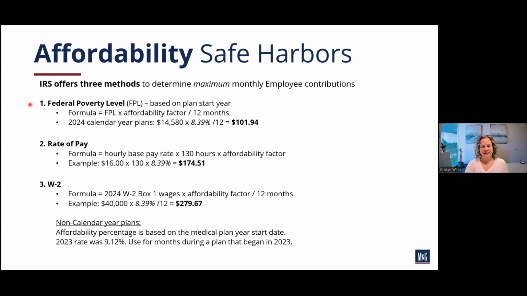This is the simplest calculation, but the most challenging to actually meet. It's simplest because it's not based on individual employee data. It's just based on that annual federal poverty limit that the IRS puts out each year. And then there's a rate that we have each year. So really, if your premiums do not exceed this 101, then you can use that federal poverty level safe harbor. If not, the most common is this rate of pay.